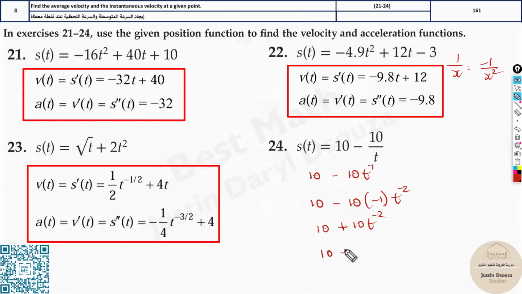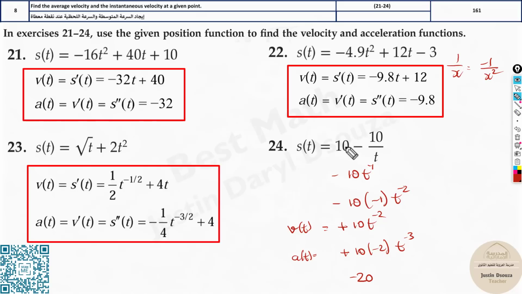It's going to be 10 plus 10 times minus 2 t to the power minus 3. The final answer would be, till over here we have velocity. Now it's all acceleration. So the acceleration would be 10 minus, sorry, this is going to go off. My apologies. What is the derivation of 10? Don't do that in the exam, what I just now did. Very, very wrong. I would have completely got it wrong.